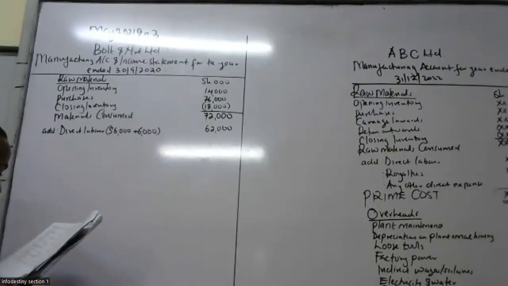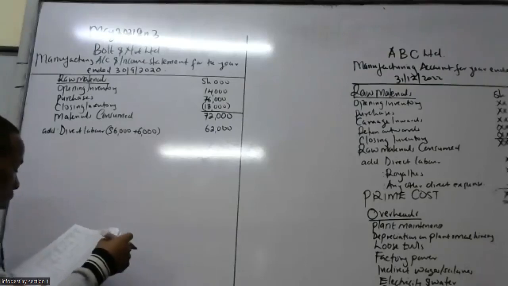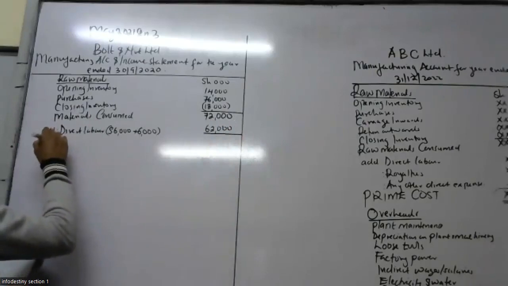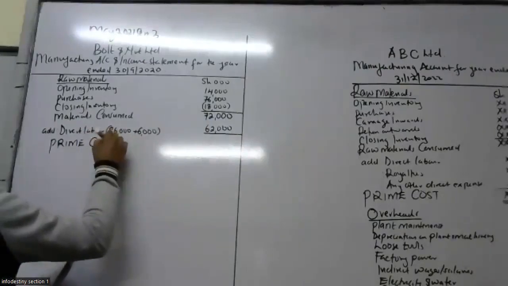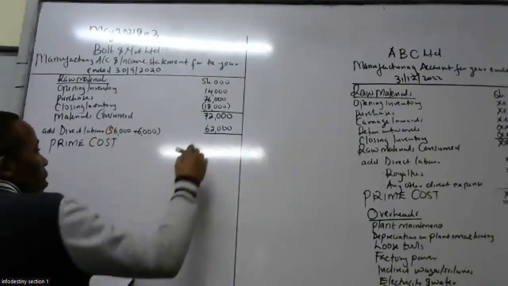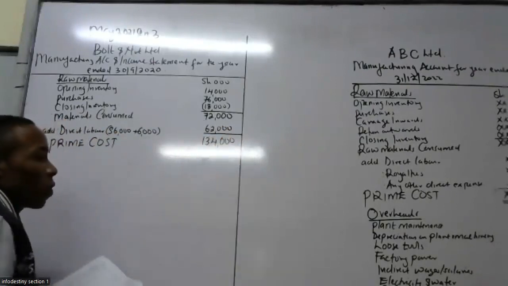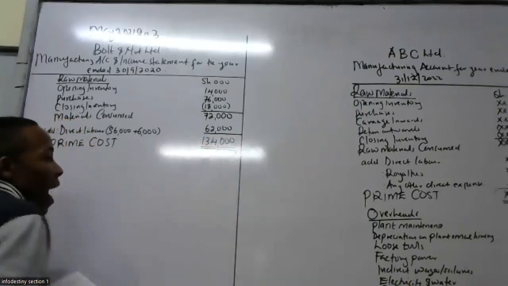And also there are no other direct expenses. So these will give us the prime cost. This will give us the prime cost, 104,000. We have that.